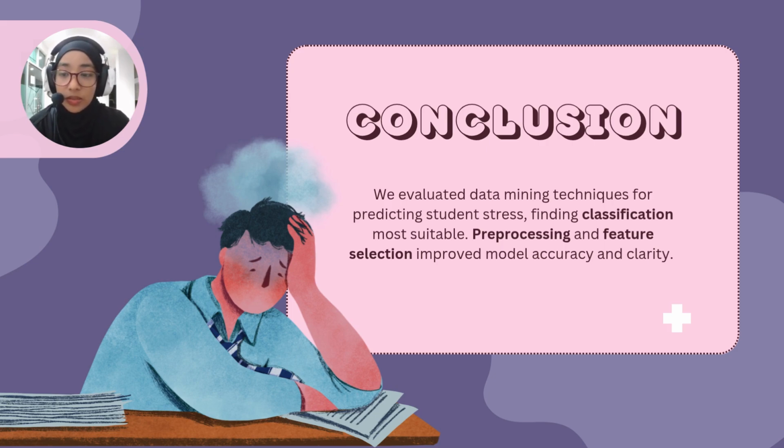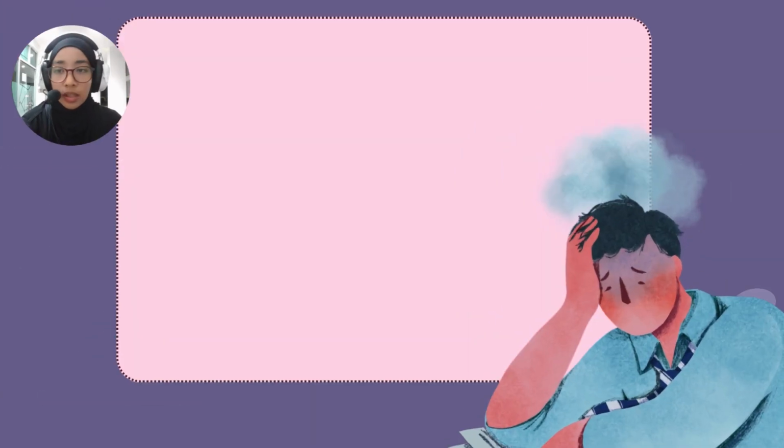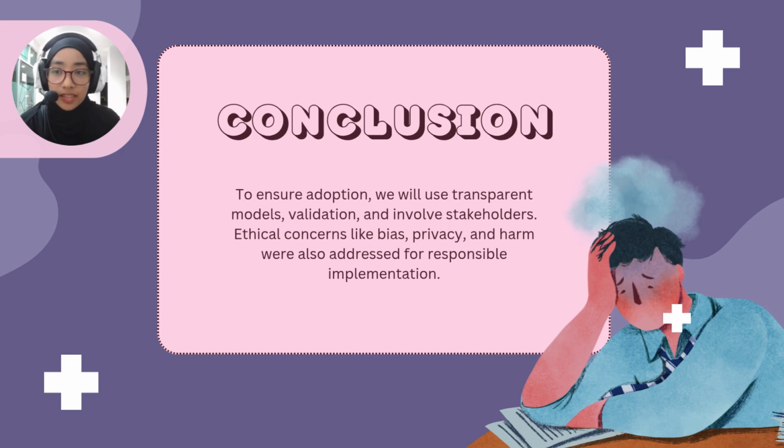Additionally, we emphasize the vital role of pre-processing and feature selection in enhancing model accuracy, reliability, and clarity, especially when working with survey-based data. Now, to ensure stakeholder trust and successful adoption, we outline steps such as transparent modeling, validation practices, and collaborative involvement, while also recognizing key ethical concerns including bias, privacy, and potential for harm. Together, these considerations form a comprehensive foundation for building predictive systems that are not only effective, but also responsible and aligned with real-world needs in education.